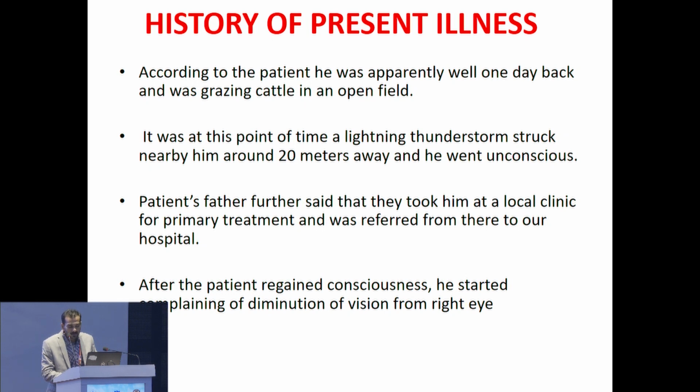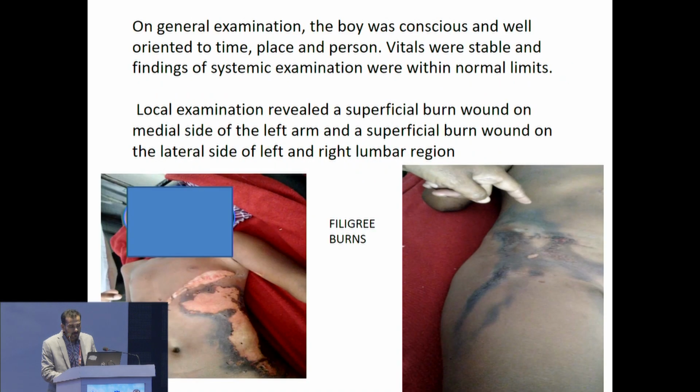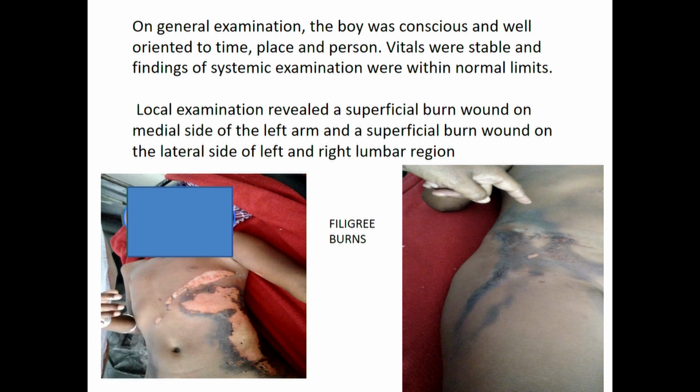After the patient regained consciousness, he started complaining of diminution of vision from right eye. There was no prior history of any serious illness, poor vision, ocular trauma, or red eye. The patient was born at term, thoroughly immunized with proper developmental milestones. Personal, dietary, family, drug, and other systemic history were insignificant. On general examination, the boy was conscious and well oriented to time, place, and person. Vitals were stable, and findings of systemic examination were within normal limits.